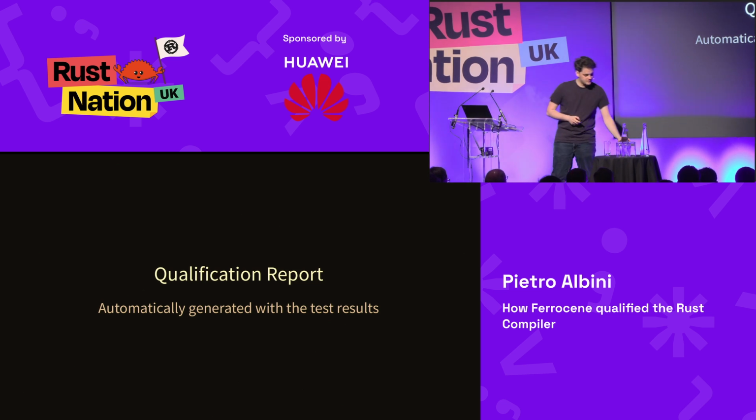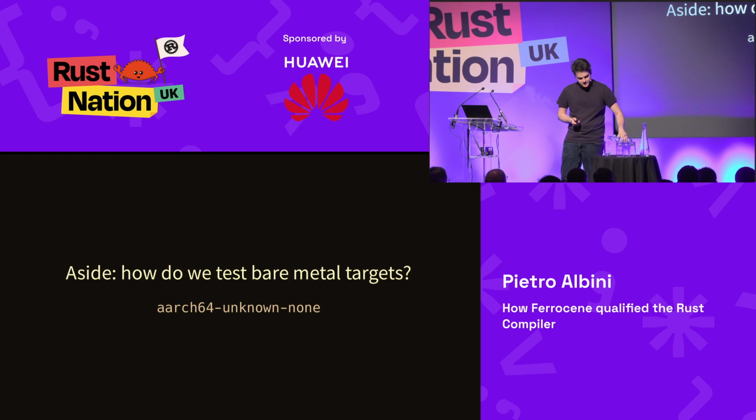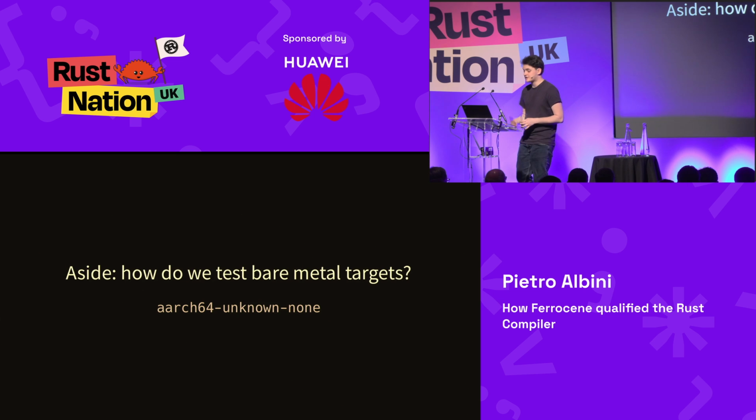And I want to also go into a quick aside here on how we ran the tests on the bare metal target, because Rust, of course, supports running in an environment where you have an operating system, like Linux, for example. But it also supports embedded targets, no_std targets, that we call bare metal. For example, Ferrocene supports the ARMv8-A bare metal target.